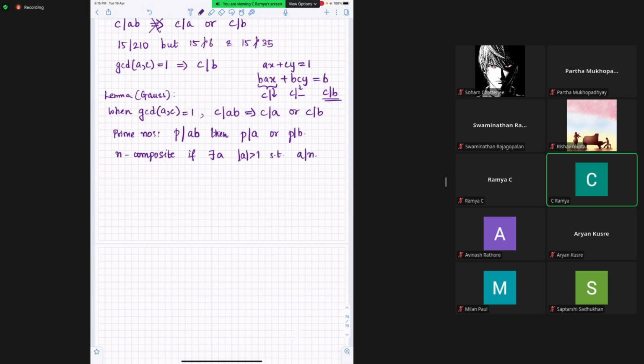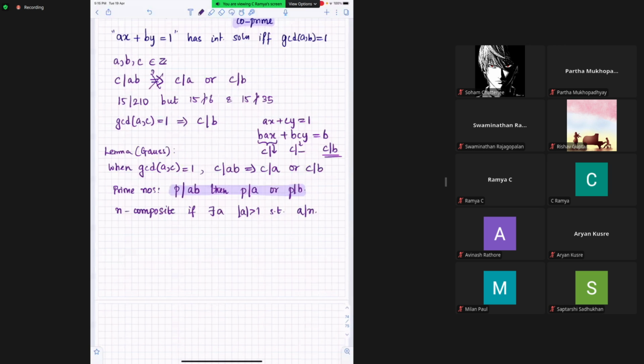Now we want to understand prime numbers. It's not difficult to see that if you define prime numbers to be those numbers whose factors are 1 and itself, then prime numbers certainly satisfy this. P divides AB and P divides A. Ma'am, in the lemma you wrote above, it should only be C divides B, right?